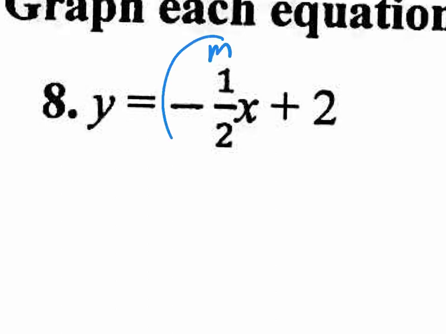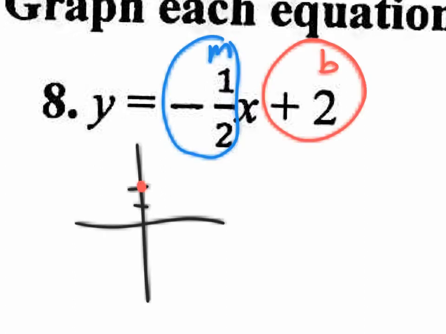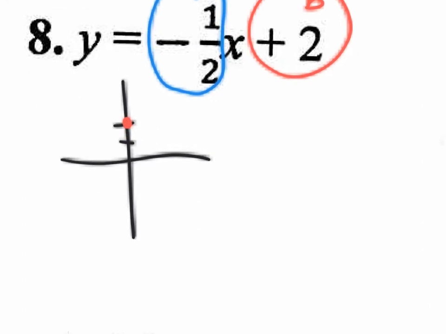Your m is -1/2. Your b is +2. So if I didn't have graph paper, I know that it crosses at 2. So I would go 1, 2, put a dot right here. And then from that point, I'm going to go down because it's negative. So I'm not going up, I'm going down 1/2. So let's actually do this on the graph itself.